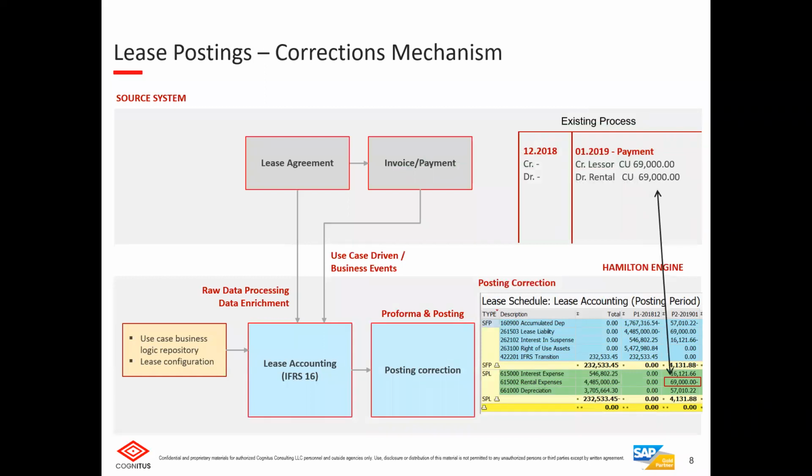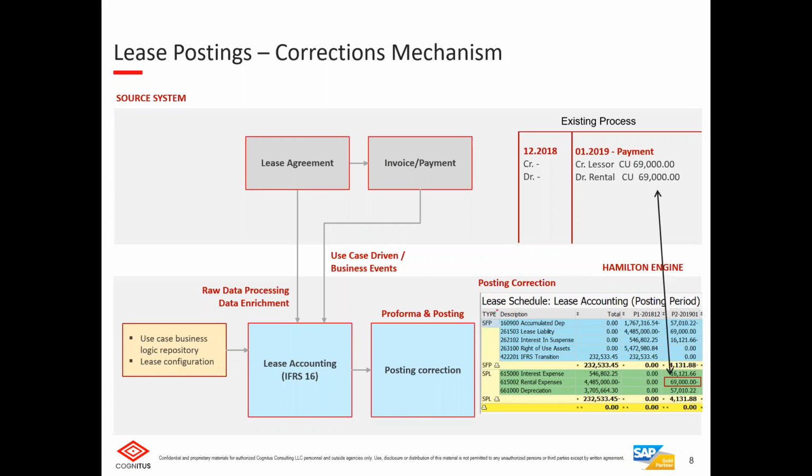The lease postings and correction mechanisms. The source system, if you want to classify the documents which are already posted in the system, we can use the Hamilton engine. In the source system, the documents are posted. You are crediting the lessor and debiting the rental expense. That is before IFRS 16.